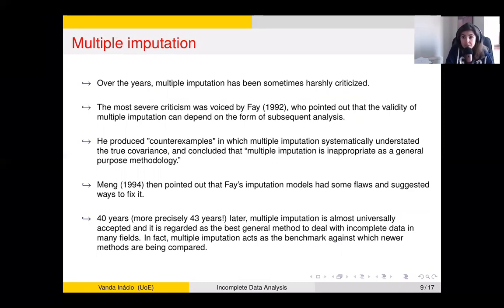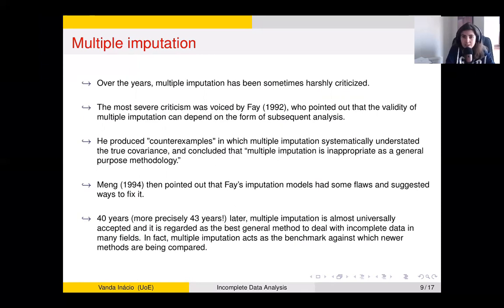He published a paper in 1977, sorry, and it was possibly quite a technical paper, knowing Rubin's work. I think it was popularized after the ideas that Rubin developed were put in practice by the practitioners. And over the years, multiple imputation has sometimes been unfairly or harshly criticized.